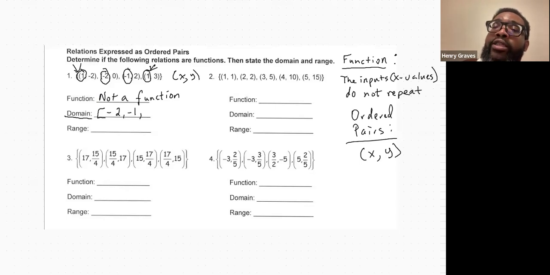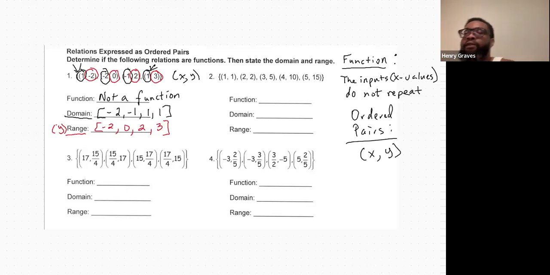And then I'm going to do my range in a different color. I'll do my range in red. So I'm going to circle my range numbers and put these in order from the least to the greatest. So the range numbers are going to be -2, 0, 2, and 3. Remember, the range are your y numbers, and your domain is your x numbers. So if the domain repeats, that's not a function.